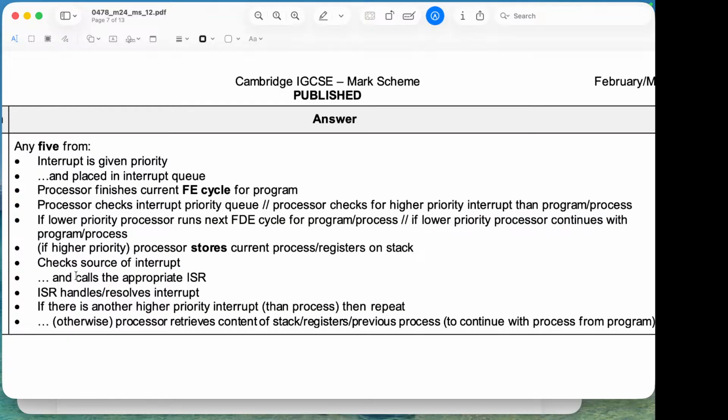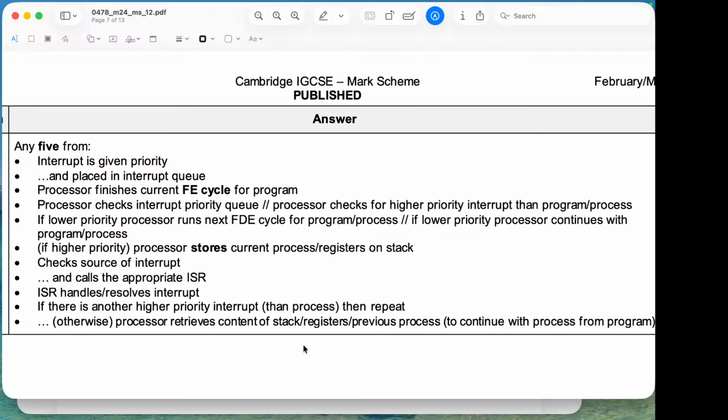It will check the source of the interrupt, and call the appropriate interrupt service routine. I didn't put this in my answer, but the interrupt service routine is basically part of the operating system that handles the interrupt. And it does the interrupt. And if there's other high priority ones, then it might do those too. And then it goes back to what it was doing previously, because it's put all its register contents into sort of temporary space.